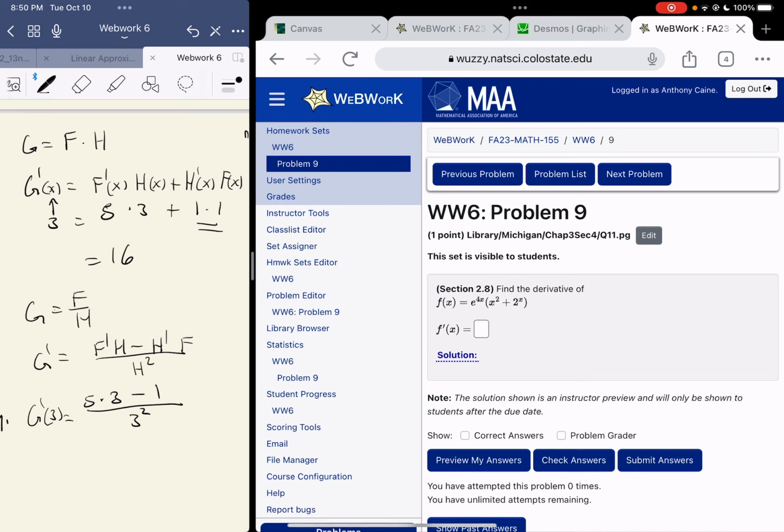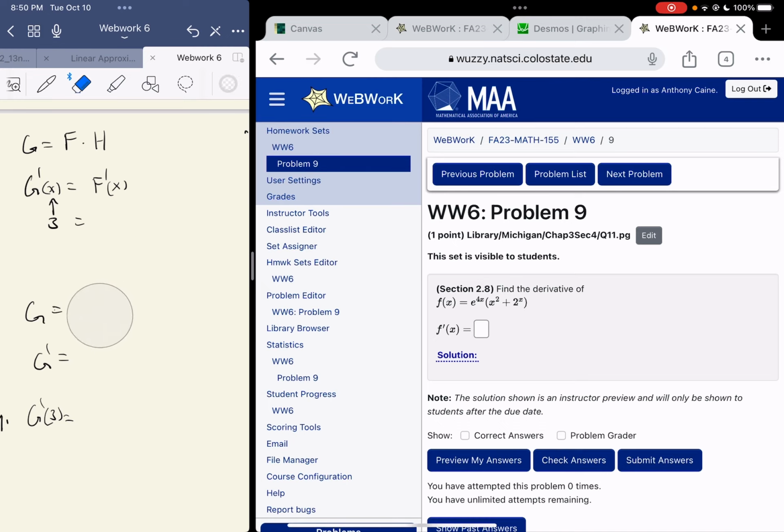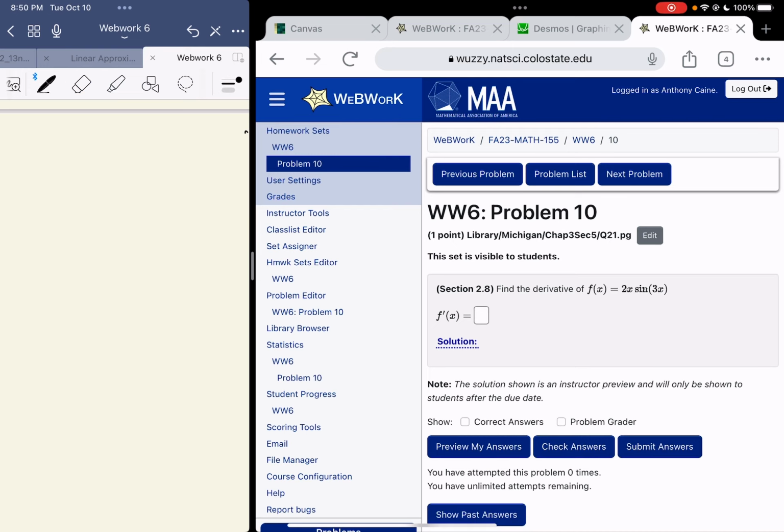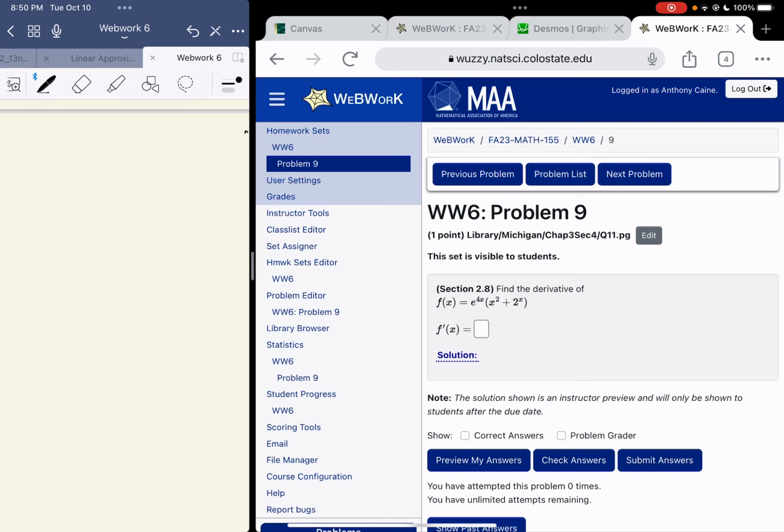All right, product rule. I'm not going to go through it. We've done so many of these. Do the product rule. Next. Okay, product rule with a chain rule. That's probably how the last one was. Yeah, product rule with a chain rule. Okay, let's just do it real quickly.